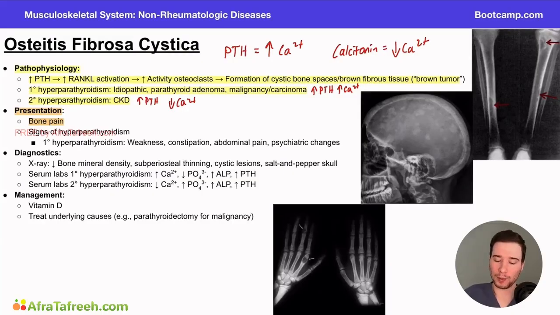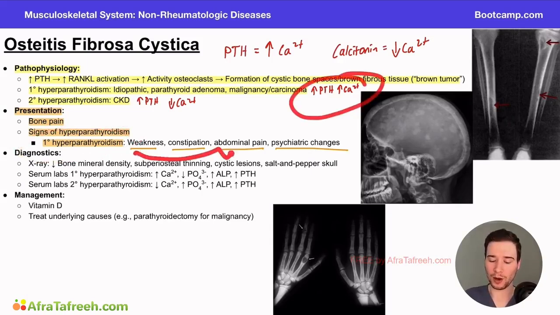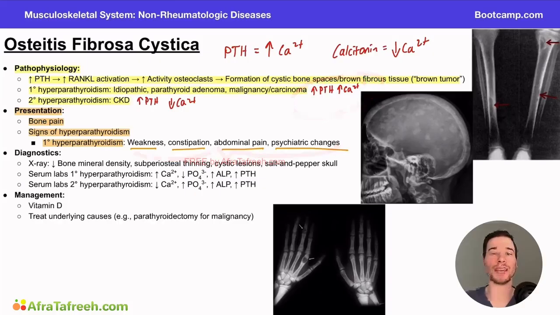Now, if a patient has primary hyperparathyroidism, we can also see signs of hyperparathyroidism. These include things like weakness, constipation, abdominal pain, and psychiatric changes. Why in primary hyperparathyroidism? Because in primary hyperparathyroidism, we have the elevated levels of calcium, remember? And so this is going to be our classic bones, stones, groans, and psychiatric overtones.